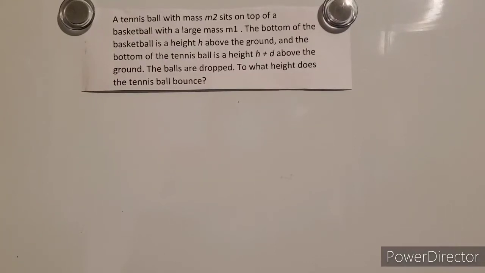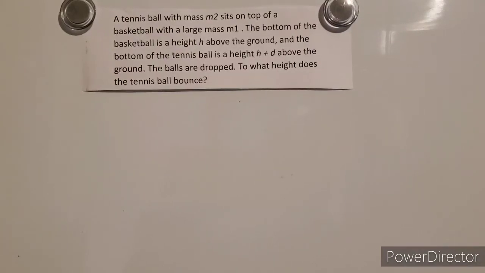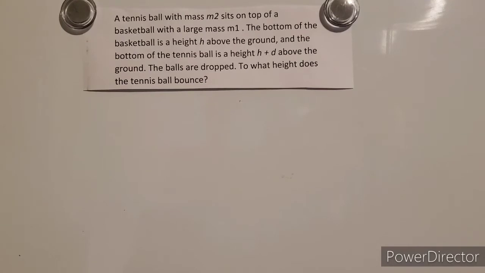Hi, today we are going to be solving a physics problem. The question we are going to solve today is the basketball and tennis ball. The question asks: a tennis ball with mass m2 sits on top of a basketball with large mass m1. The bottom of the basketball is a height h above the ground, and the bottom of the tennis ball is a height h plus d above the ground. The balls are dropped. To what height does the tennis ball bounce?